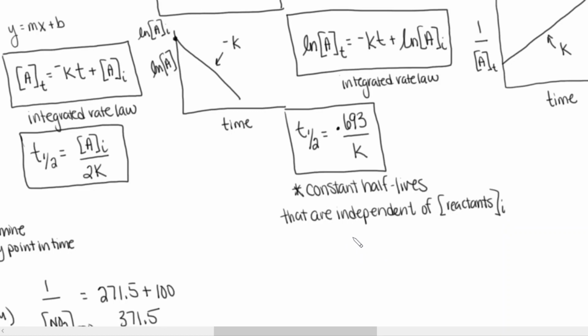Like nuclear decay, right? Nuclear decay reactions are first order reactions. It doesn't matter how much stuff you start with. The half-life is the same throughout. Half-lives are constant. But that is only true for first order. And that's another way to identify a first order reaction: by simply looking at whether or not that half-life is constant throughout. But for zero and for second order, that is not the case.